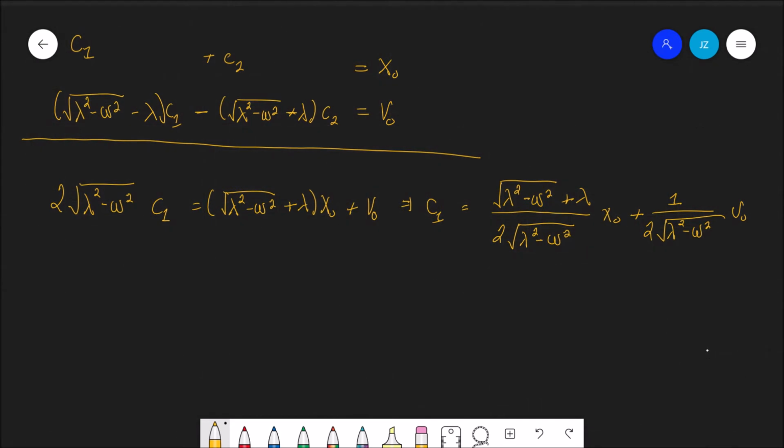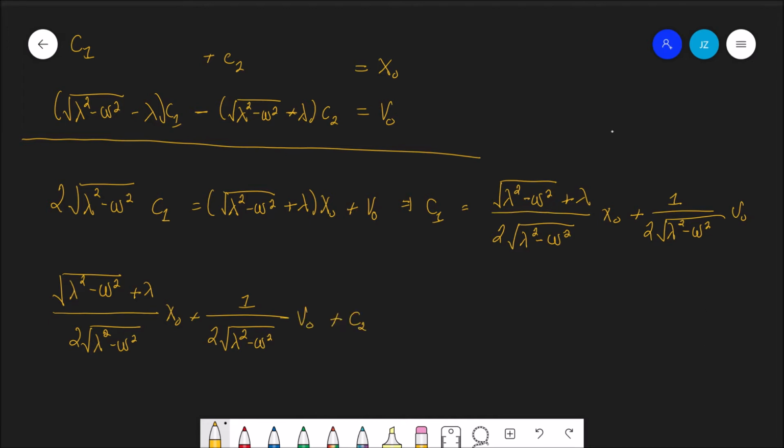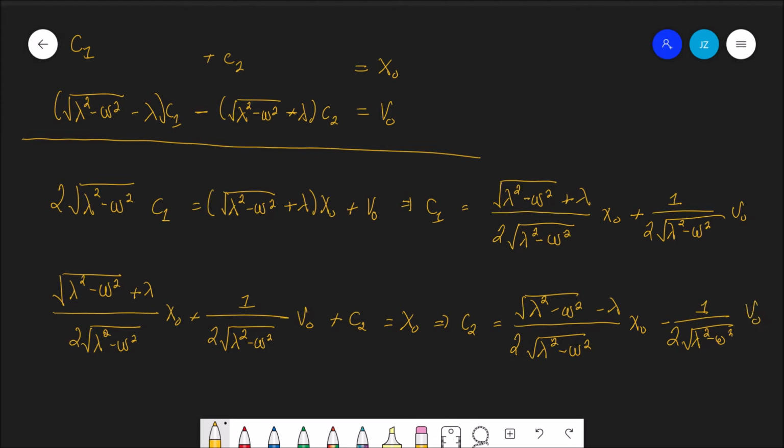So this means that this term plus C2 has to be x naught, and so C2 is the square root of lambda squared minus omega squared minus lambda all over 2 square root of lambda squared minus omega squared x naught minus 1 over 2 square root of lambda squared minus omega squared V naught.